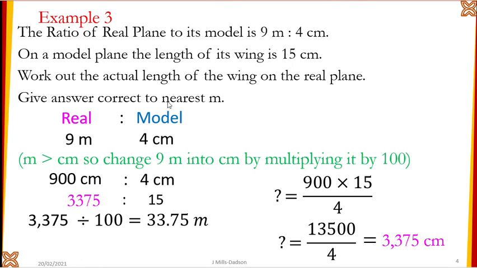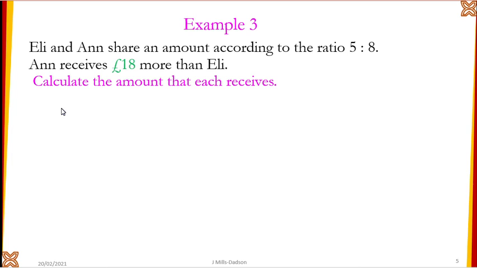Now final answer to the nearest meter. So we know the real plane, the wing will be 34 meters. The wing is 34 meters. Right, now another example.